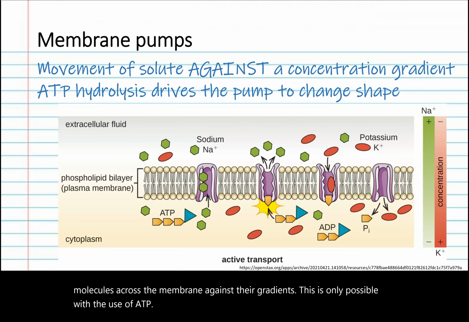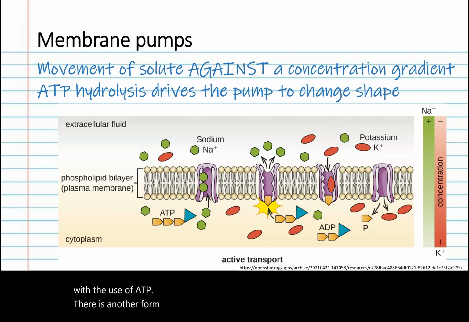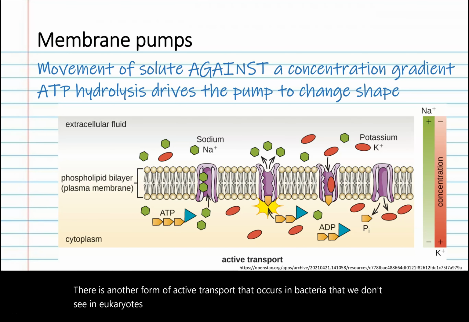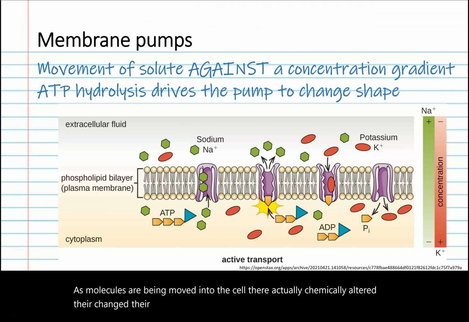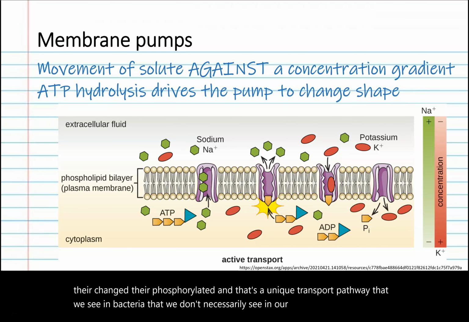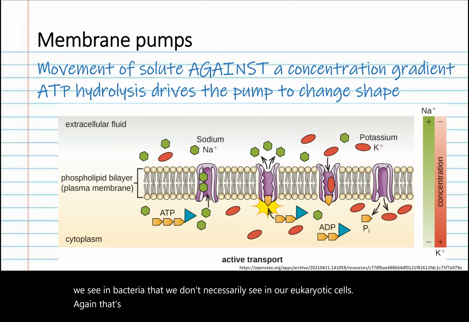There is another form of active transport that occurs in bacteria that we don't see in eukaryotes, and that's called group translocation. In group translocation, as molecules are being moved into the cell, they're actually chemically altered, they're changed, they're phosphorylated. And that's a unique transport pathway that we see in bacteria that we don't necessarily see in our eukaryotic cells. Again, that's called group translocation.